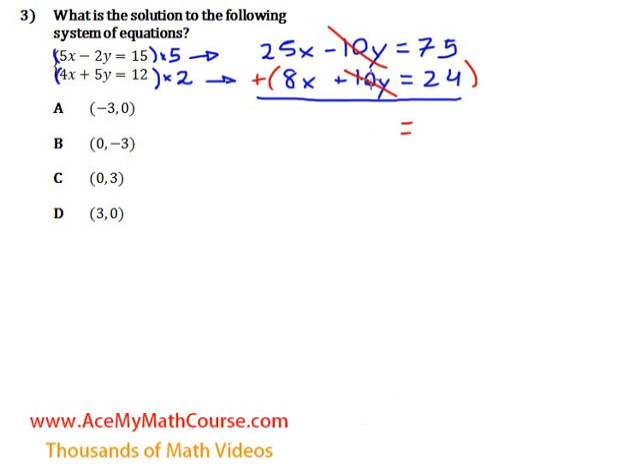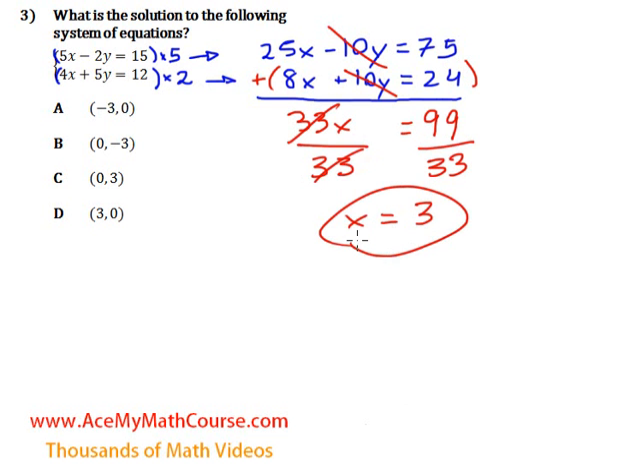So, continuing, 25x plus 8x is 33x. And 75 plus 24 is 99. At this point, we can divide both sides by 33. And we get x is equal to 99 divided by 33, 3. So that is the value of x.